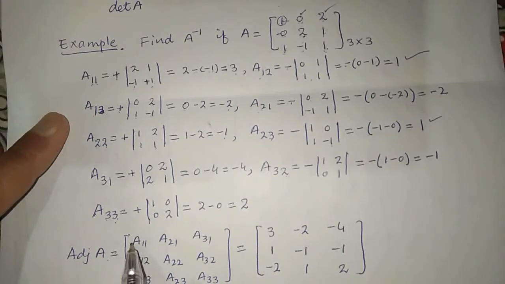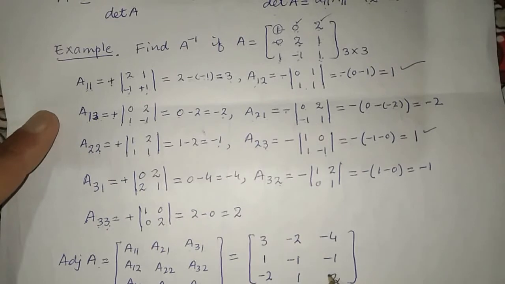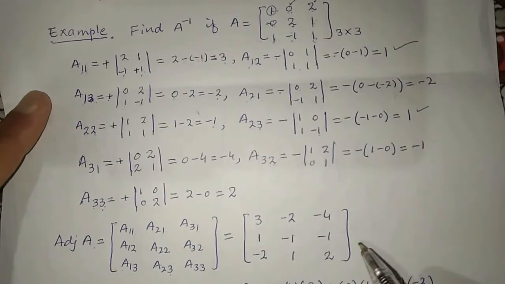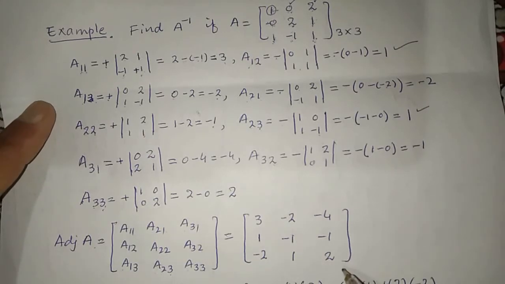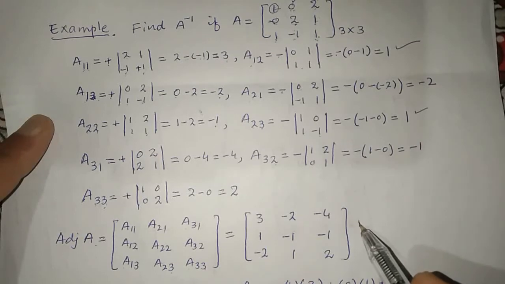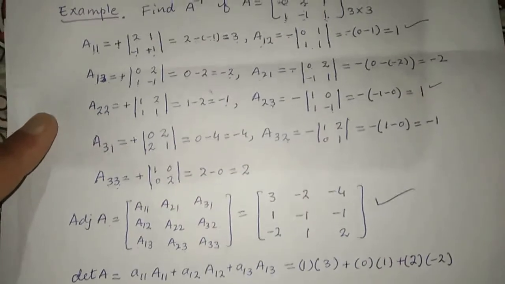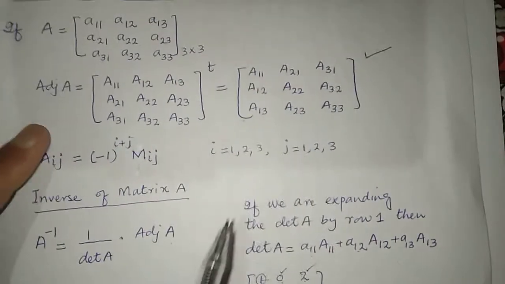Adjoint of A is equal to cofactors A11, A12, A13, A21, A22, A23, A31, A32, A33. And we have put all these elements over here in the places of cofactors. So we have found in this way the adjoint of A, and this matrix of adjoint of A we have already explained over here.